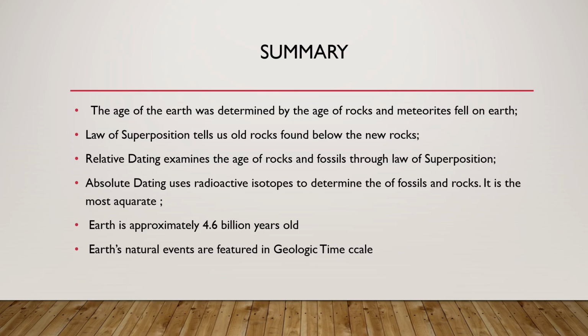And for the summary, the age of the Earth was determined by the age of rocks and meteorites that fell on Earth. The law of superposition tells us old rocks are found below the new rocks. Relative dating examines the age of rocks and fossils through the law of superposition. Absolute dating uses radioactive isotopes to determine the age of fossils and rocks. It is the most accurate. Earth is approximately 4.6 billion years old. Earth's natural events are featured in the geologic timescale.